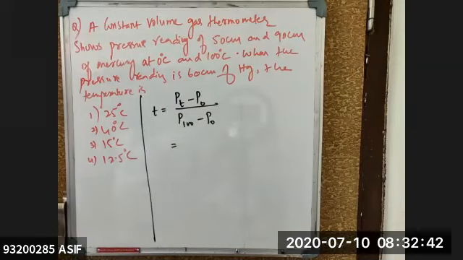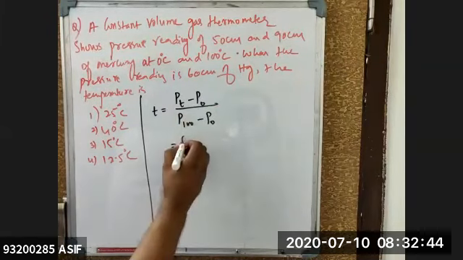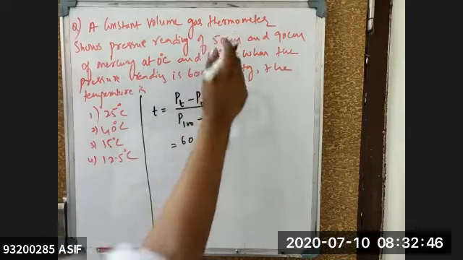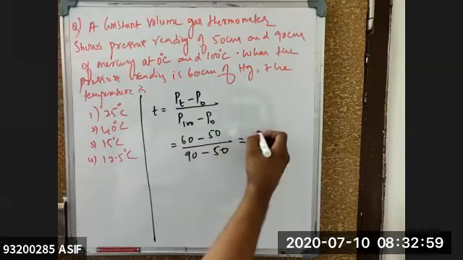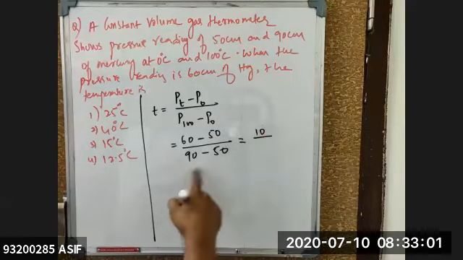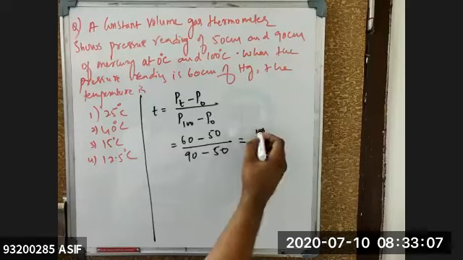Pressure at T degree centigrade is how much? It is reading 60, minus pressure at 0 degree centigrade, which is 50, divided by pressure at 100 degree centigrade, which is 90, minus 50. So 60 minus 50 is 10, and 90 minus 50 is 40. So this one will get cancelled, and this one is 1 by 4.